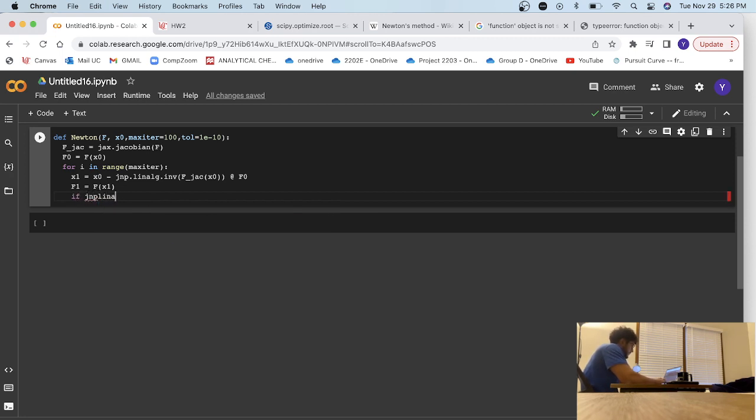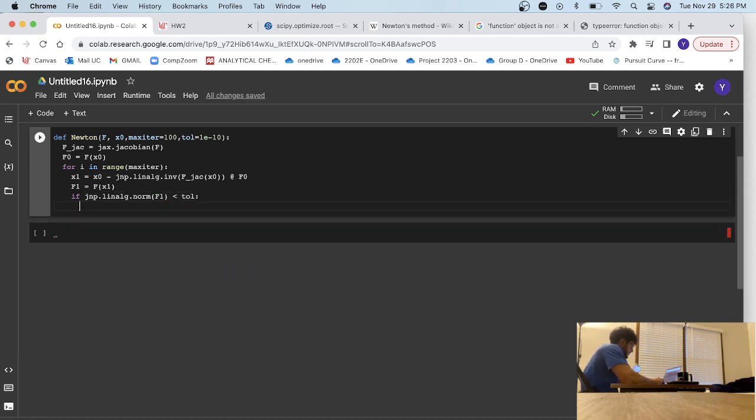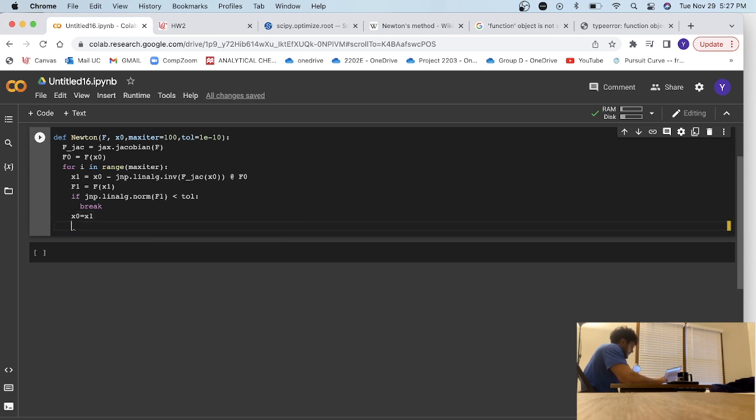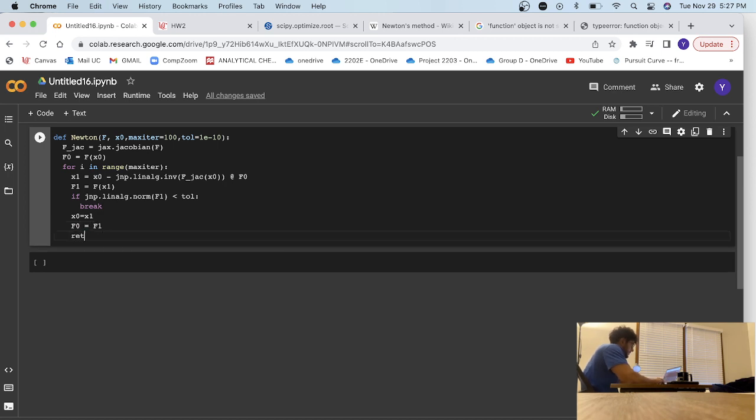Then we're going to need it to break when it finds that the function f1 is less than the tolerance. So it's going to use linear algebra to be able to do this. And then it's going to break. Now we're going to say x0 is equal to x1, f0 is equal to f1. And we're going to want to return x1.